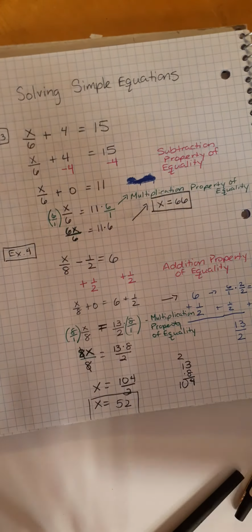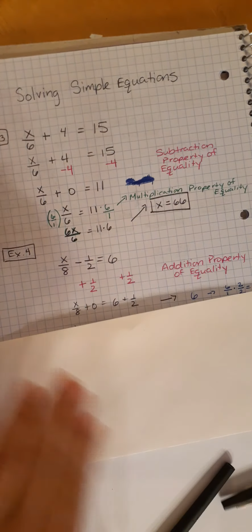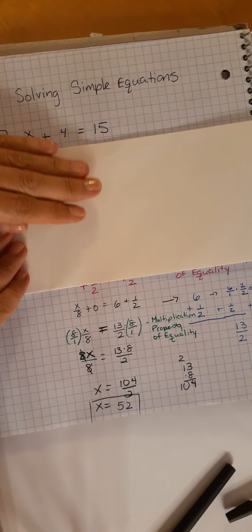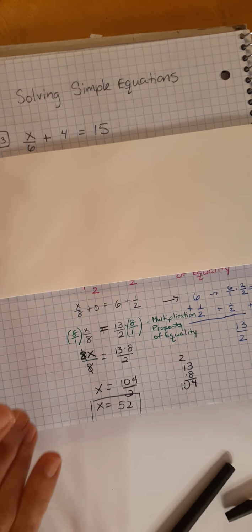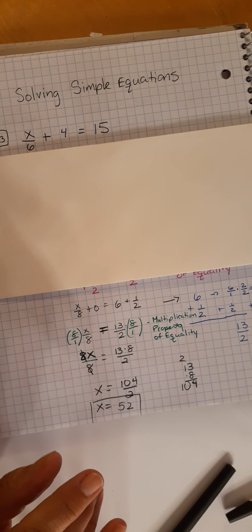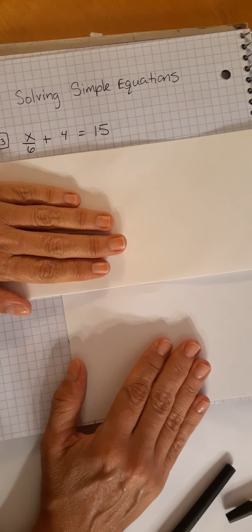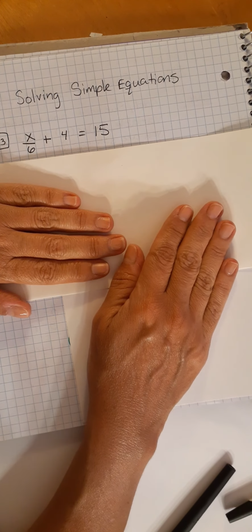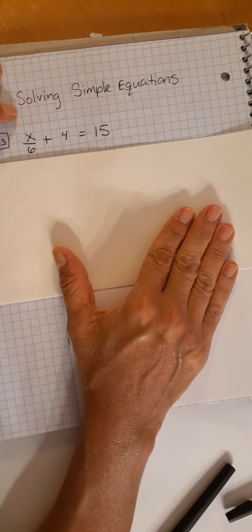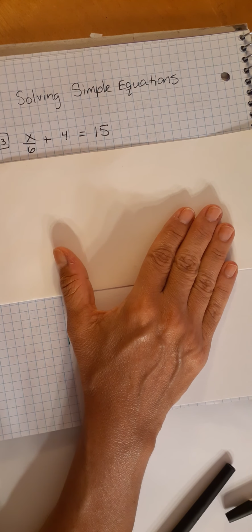The first 2 we did were based on dividing both sides to get to the final answer, right? Now this one is going to be multiplying. So let's check it out. Sometimes we have x divided by 6. Remember, when we have a fraction, it's another way to say division, plus 4 equals 15.